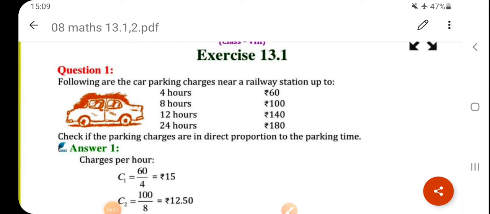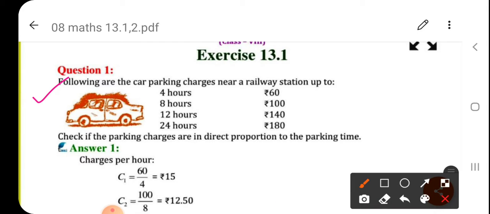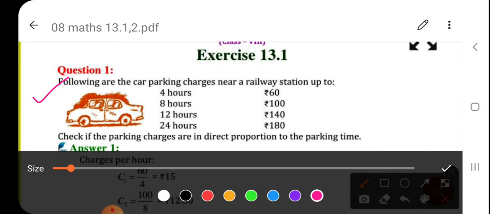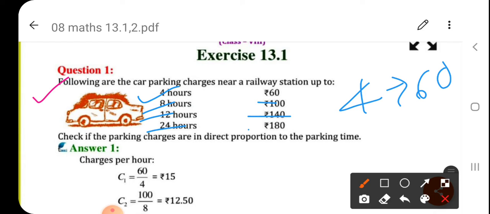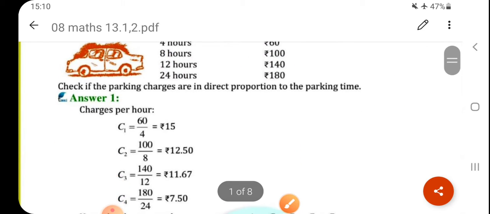Exercise 13.1. Here is the first question: the following are the car parking charges near a railway station. If you are going to park your car for 4 hours total, then it costs 60 rupees. 8 hours, 100; 12 hours, 140; 24 hours, 180. Now what is the question?